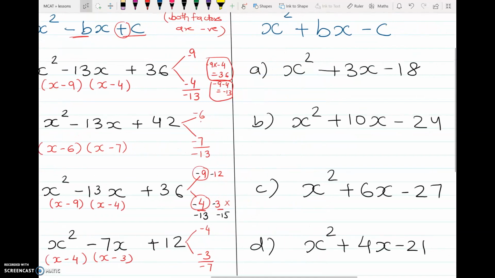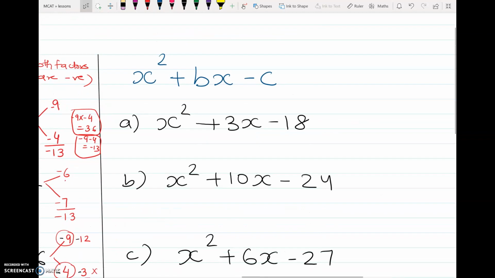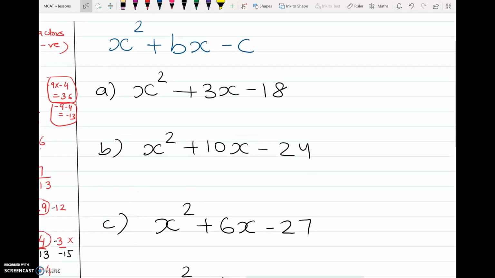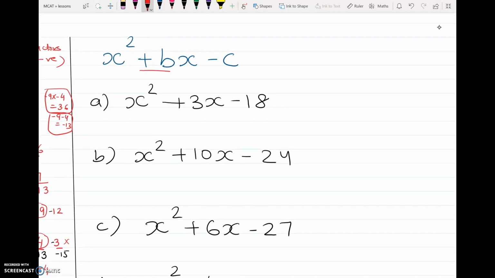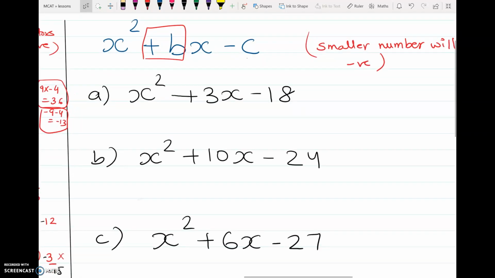Let's look at the last case scenario. There is another one that I said we'll be doing in the next lesson, but for this lesson, this is the last one. What happens if b is positive but c is negative? So this tells us that out of the two factors, the smaller number will be negative. So that's something that we have to keep in our mind here.